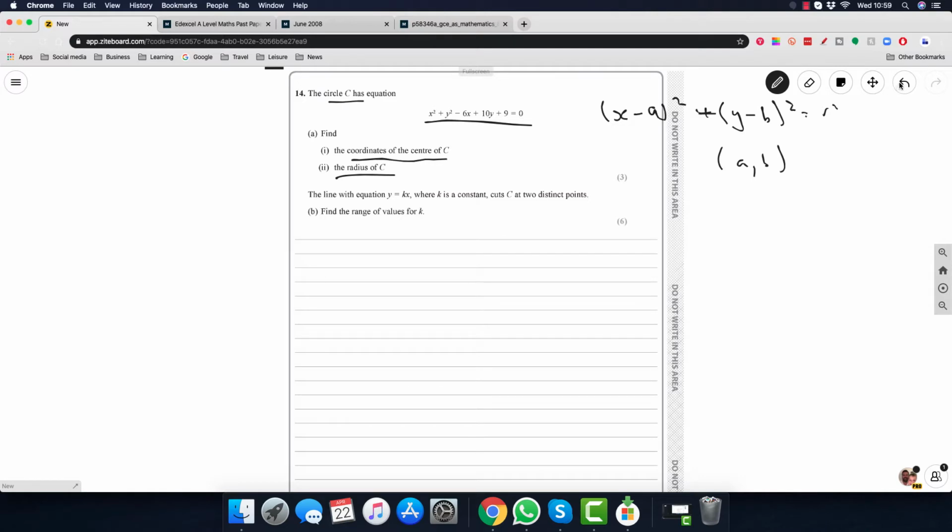So that should look familiar to you from GCSE. That looks like when you've changed a quadratic into brackets squared, it's completing the square. So that's exactly what we're going to do in part A. We're going to complete the square.